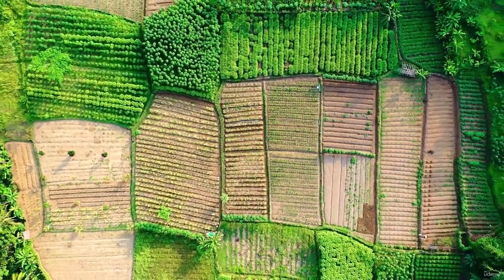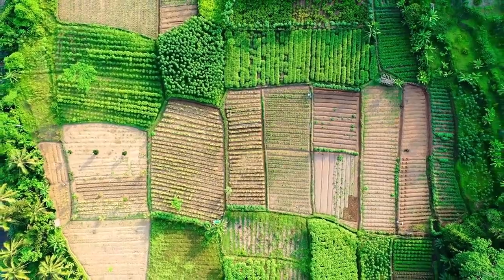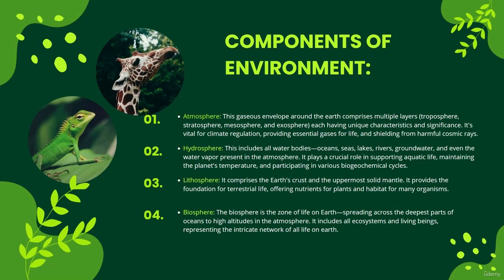So we have studied atmosphere, the air component, hydrosphere, the water component, lithosphere, the land on which we live and stand. The fourth important component is biosphere. Now, biosphere is the zone of life on Earth, spreading across the deepest part of the oceans to the high altitudes in the atmosphere. It includes all ecosystems and living beings, representing the intricate world of all life on Earth.